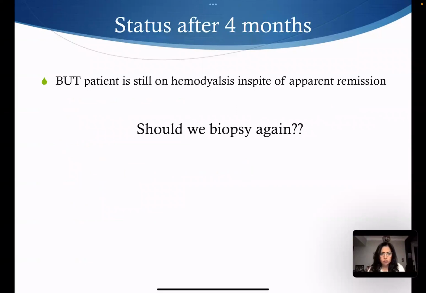So now, 4 months from the initial diagnosis of multiple myeloma, and with 4 bone marrow biopsies over these 4 months, one of them showed a relapse, and the 2 others showed remission. The patient is still not improving, and he is still a dialysis-dependent patient.